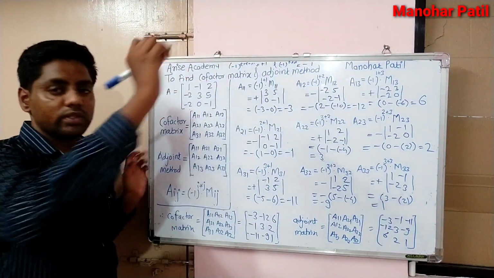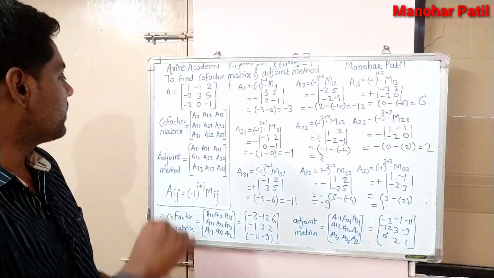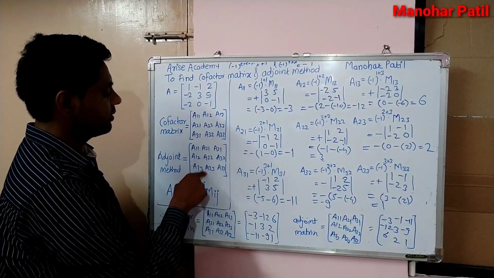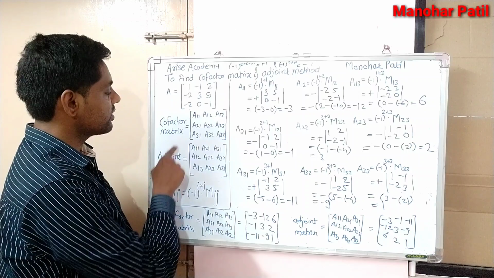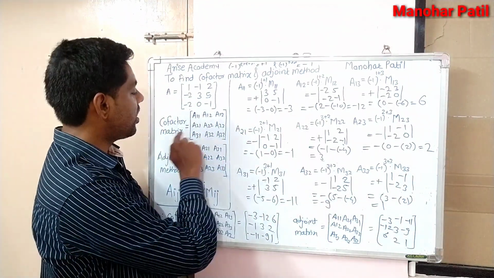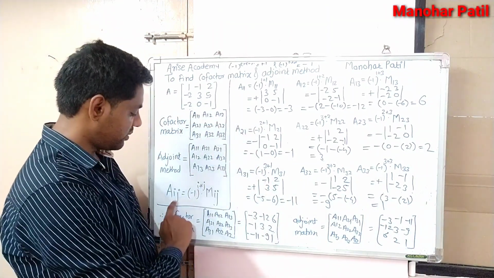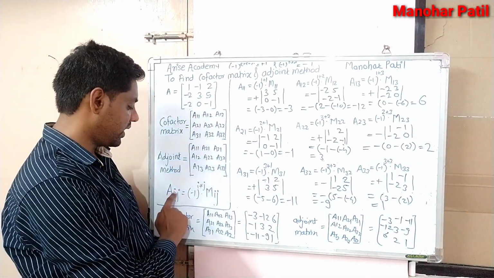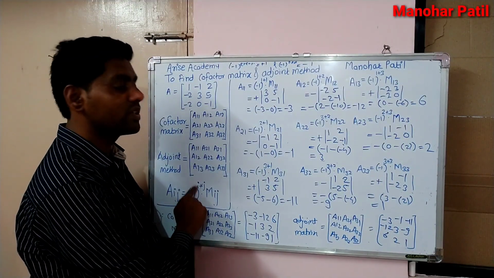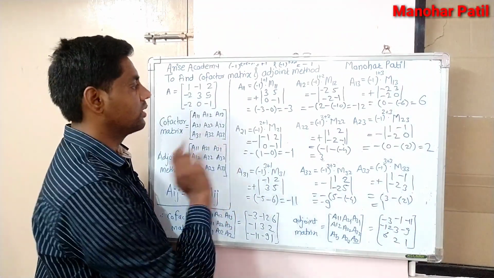So this is a very simple method. You have to find the cofactor matrix and adjoint matrix. You remember this one: adjoint matrix means the transpose of the cofactor matrix, then you have to find all the cofactor elements. So how to find the cofactor elements? Using this formula, Aij is equal to minus 1 raised to i plus j into minor of ij. i means the position of the row and j means the position of the column.